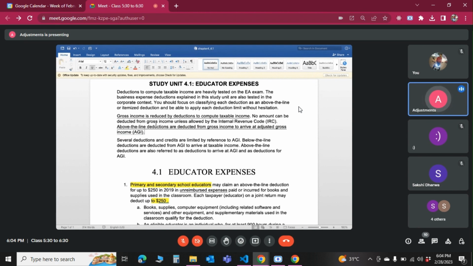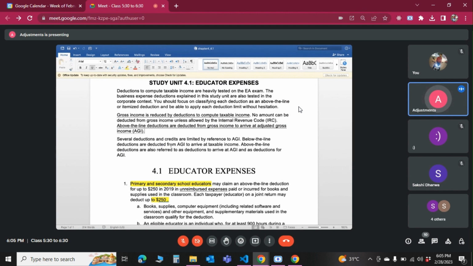And these are all called above the line deductions. Why? Because they are done above the AGI line. If you look at Form 1040, there is a line item for adjustments or deductions just above AGI. Once that is done, gross income gets adjusted by that, and then we arrive at AGI.